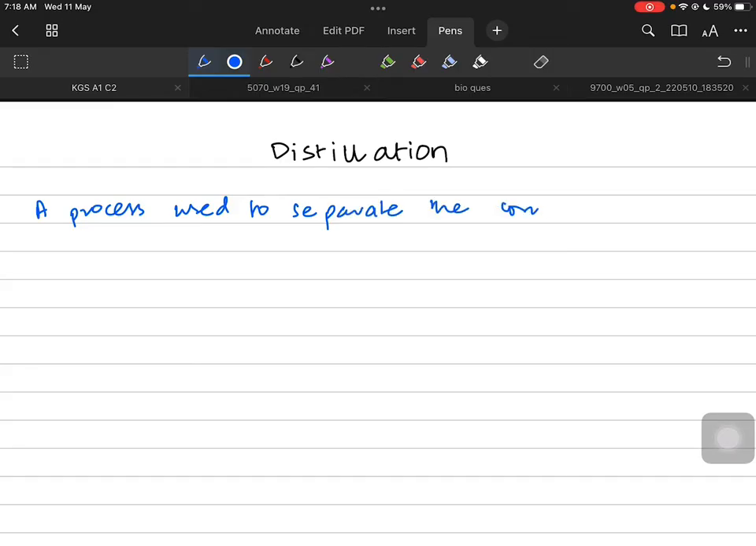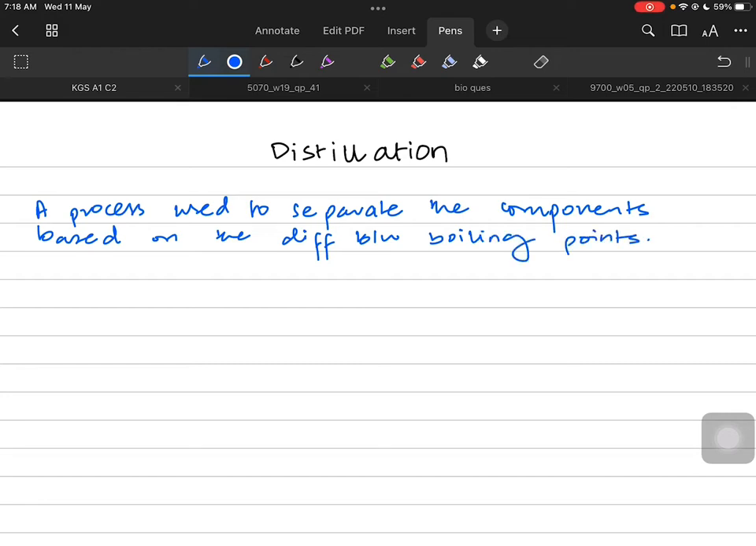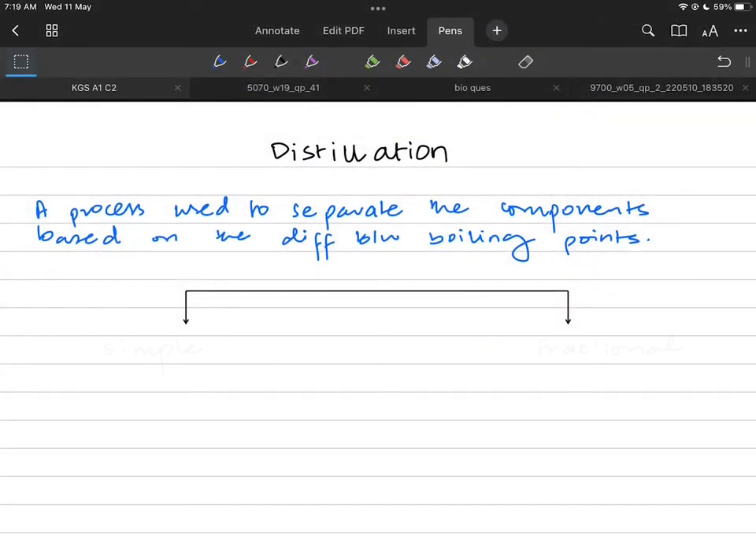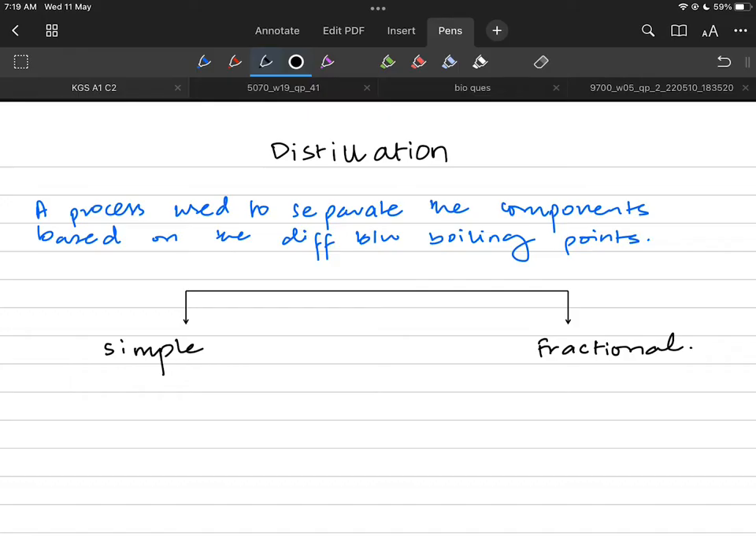So it's a process where we separate the mixture or the components on the basis of the difference in their boiling points. Now it can be used for a solid liquid solution, or it can be used for a liquid solution as well. Now that is interesting. We can have two kinds of distillations. One is simple, the other is fractional.